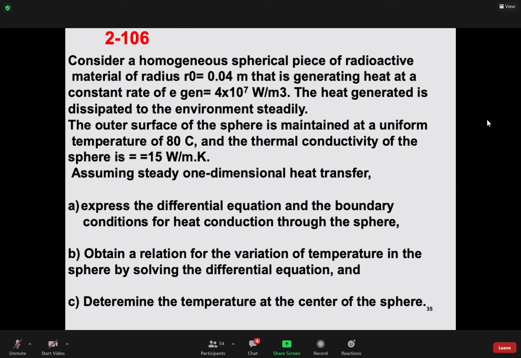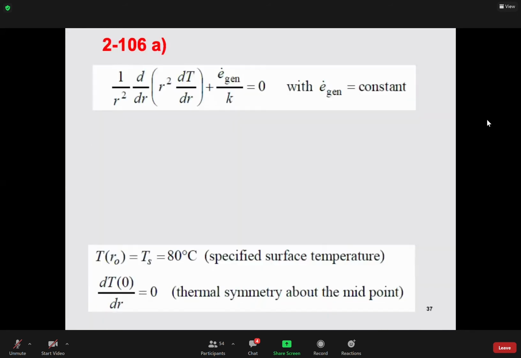And the last part is asking you to determine the temperature at the center of the sphere. We mentioned there is no heat transfer at the center, but there is a temperature. What is the temperature value? I gave you 3 minutes to do it. We want to solve the differential equation to find the temperature as a function of radius, and calculate the temperature at the center at R equal to 0.